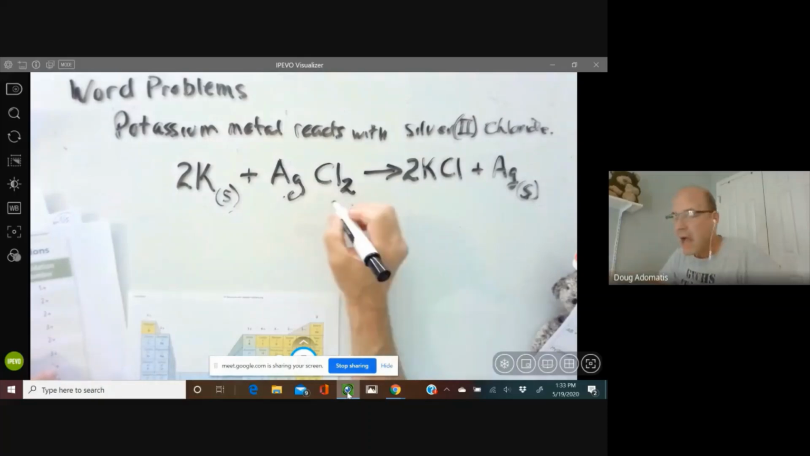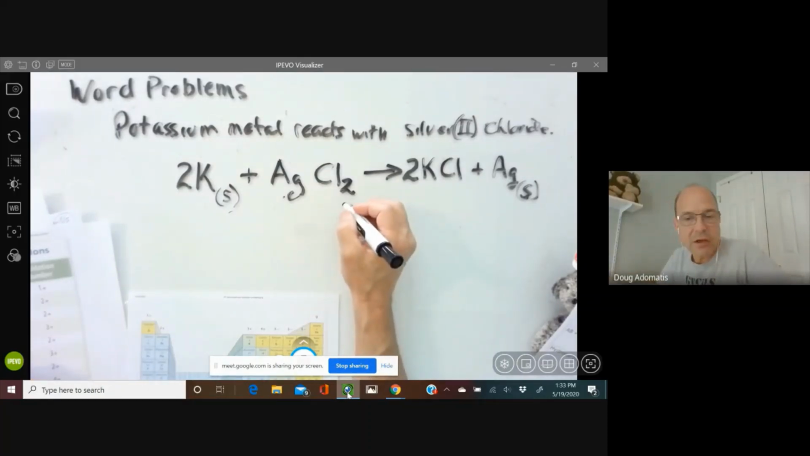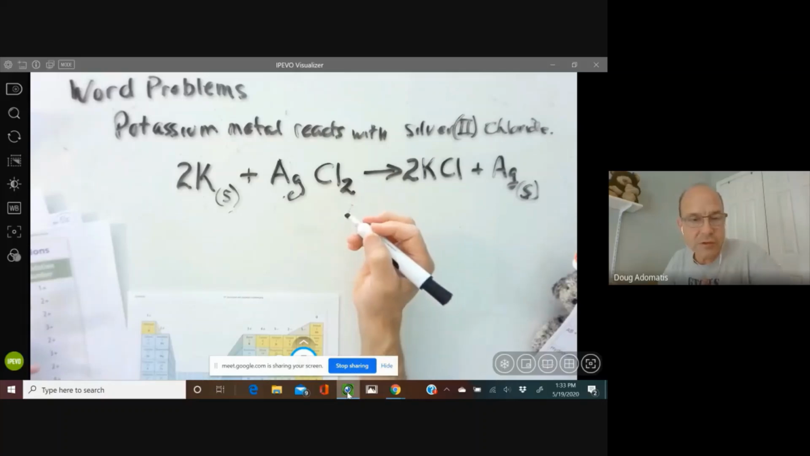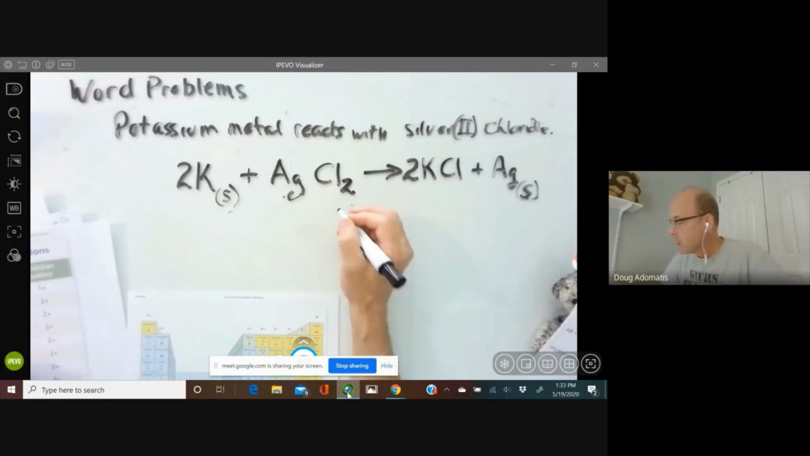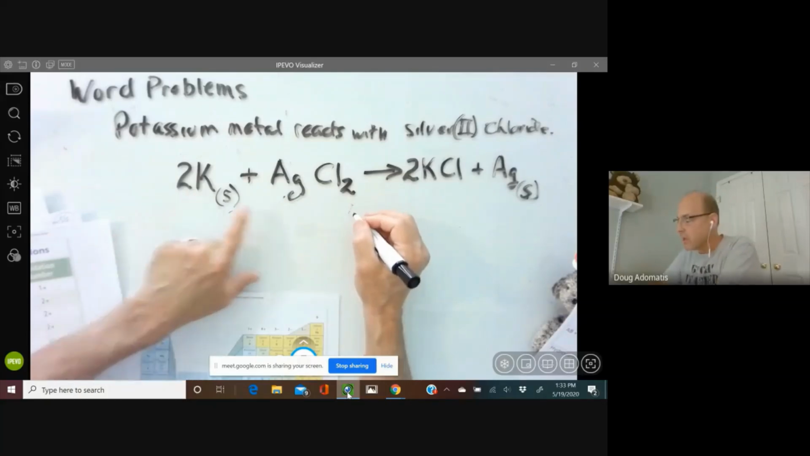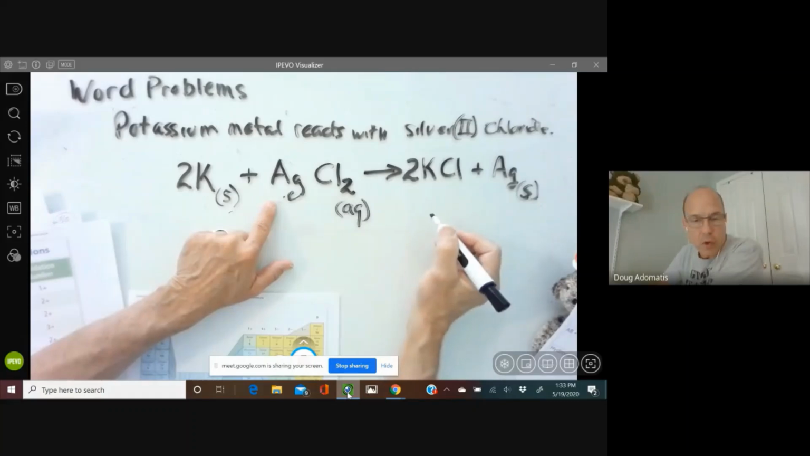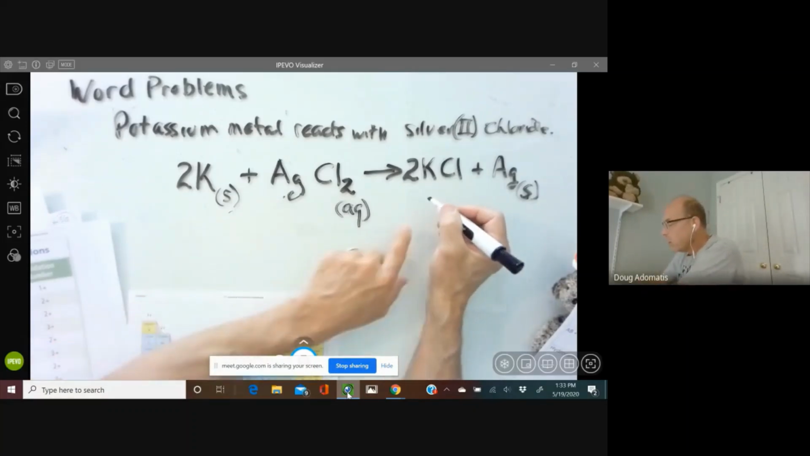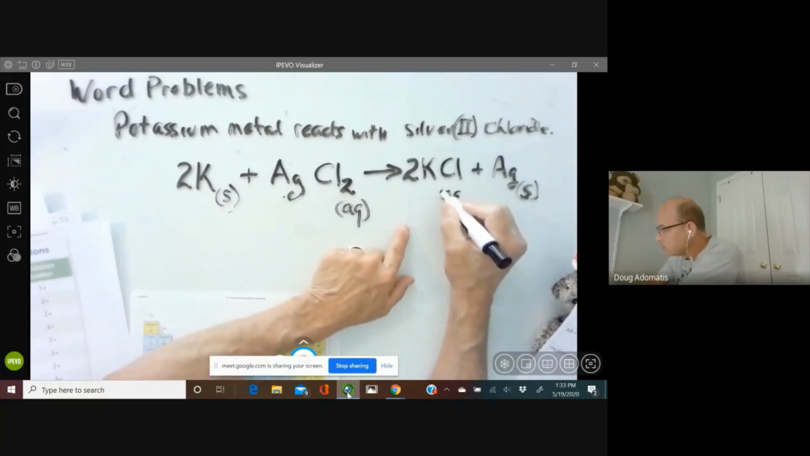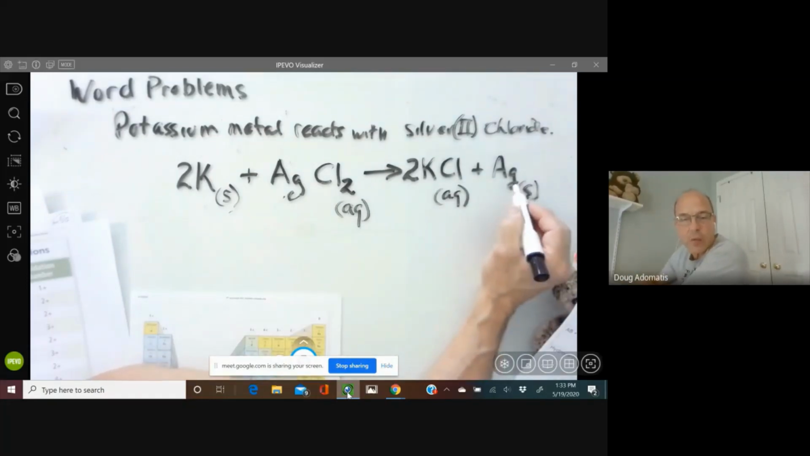I'm not going to hold you accountable for this because we didn't have time to do this during regularly scheduled class. I mean, traditional school where we could go into a laboratory and I would actually drop a chunk of potassium in this aqueous solution of silver chloride. What it would produce would be an aqueous solution of potassium chloride, and solid silver would precipitate out.